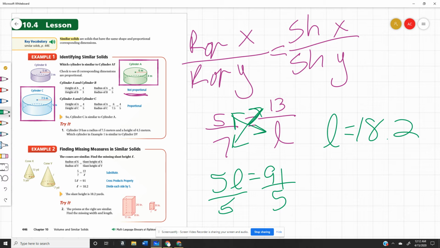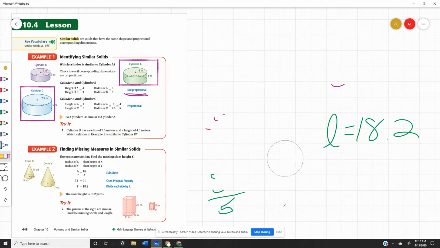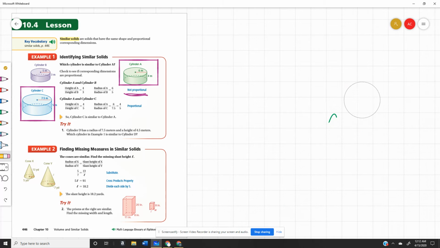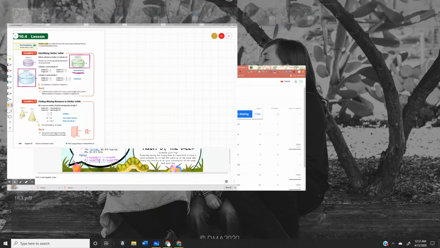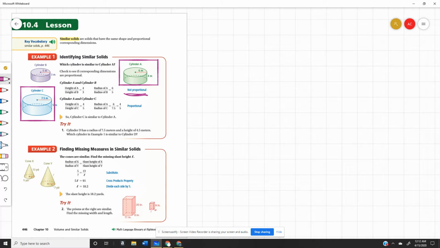Super, super simple, guys. This is just proportional relationships, using similarity, plugging it in. Use what you already know. So let's look at the try it. It says the prisms at the right are similar, so we know they're similar. Find the missing width and length. Okay, so let's label these. Let's label this one X and this one Y, just for the fun of it.